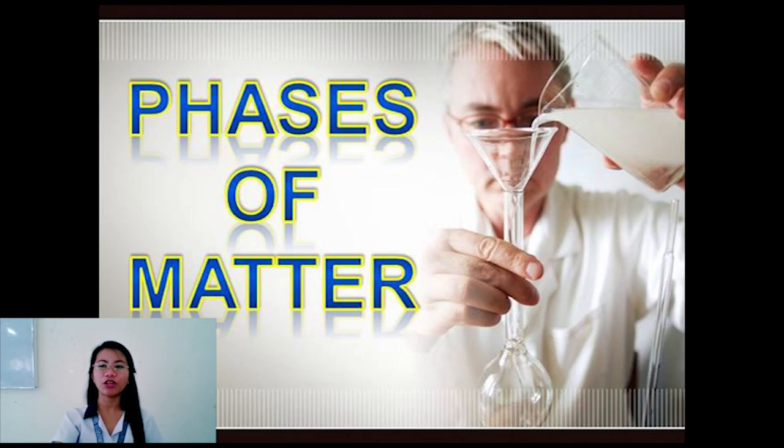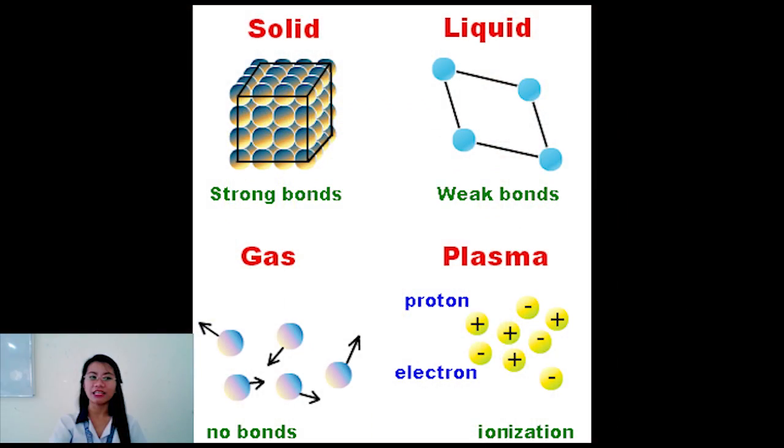We describe objects in many ways using size, colors, shape, and textures. Describing objects by using these uses the object's properties. But first, let's talk about the phases of matter. We have four different phases: solids, liquids, gases, and plasma.